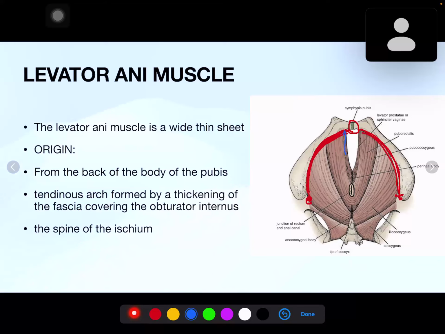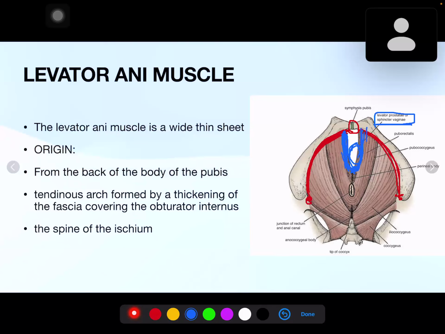See the most anterior fibers. Okay, so the most anterior fibers of both sides, they come in the middle and they fuse at the perineal body. Okay, now these muscles would be called the levator prostate, or sphincter vagina. Okay, the muscles that enclose, you can say, the vaginal opening. See, this would be the vaginal opening. So this part of the levator ani would be called levator sphincter vagina or levator prostate in males. Okay, so these are the very anterior fibers.